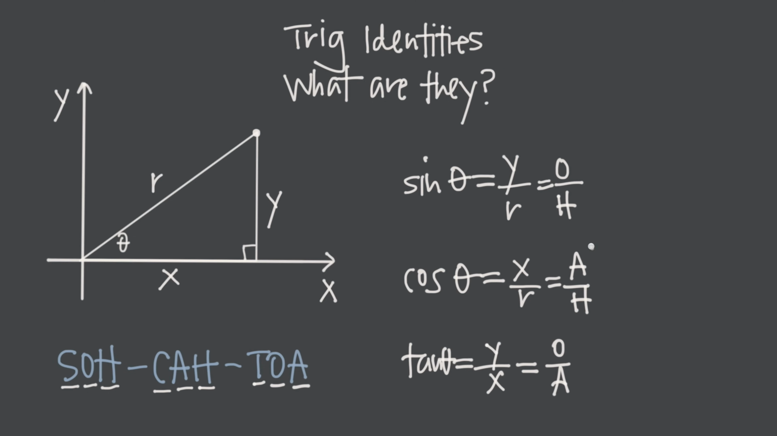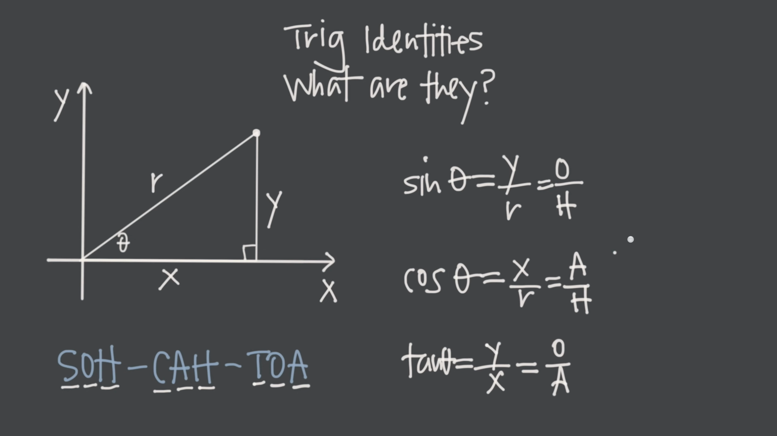Now if I can just remember that, if I can just set up my right triangle here in my xy coordinate plane, and remember that the width is x, the height is y, and the hypotenuse is r, and if I can remember SOHCAHTOA to get this far, that sine is opposite over hypotenuse, cosine is adjacent over hypotenuse, and tangent is opposite over adjacent, then I can start to build out my other three trig functions and many of our trig identities.